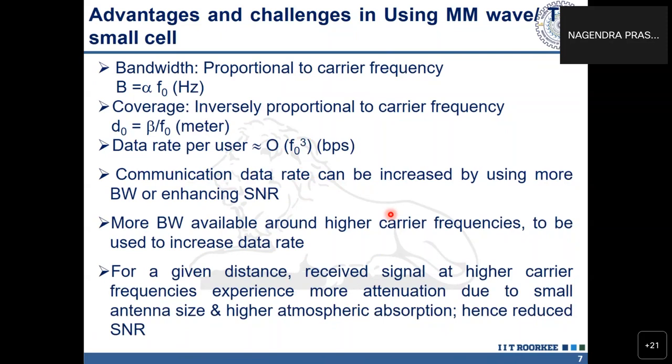More bandwidth is available when you move towards millimeter wave, sub-millimeter wave, or sub-terahertz. So more bandwidth means the possibility of a high data rate. For a given distance, the received signal at high carrier frequency experiences more attenuation due to small antenna size and higher atmospheric absorption. Therefore, SNR is reduced, so increasing SNR is a major challenge. Those who are communication system researchers can think about how to increase SNR.